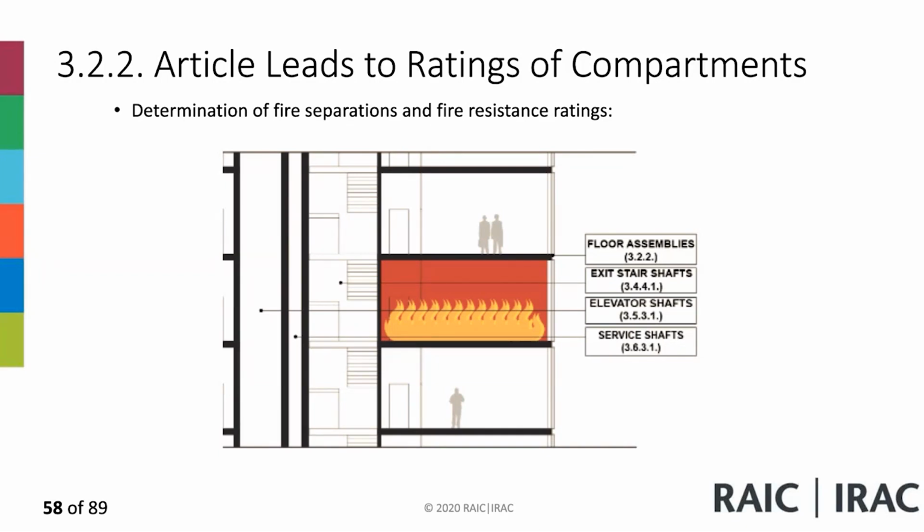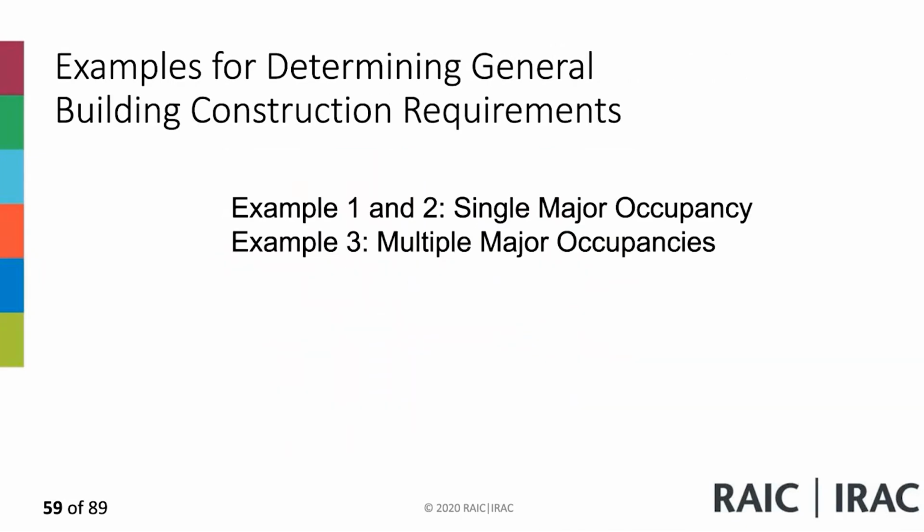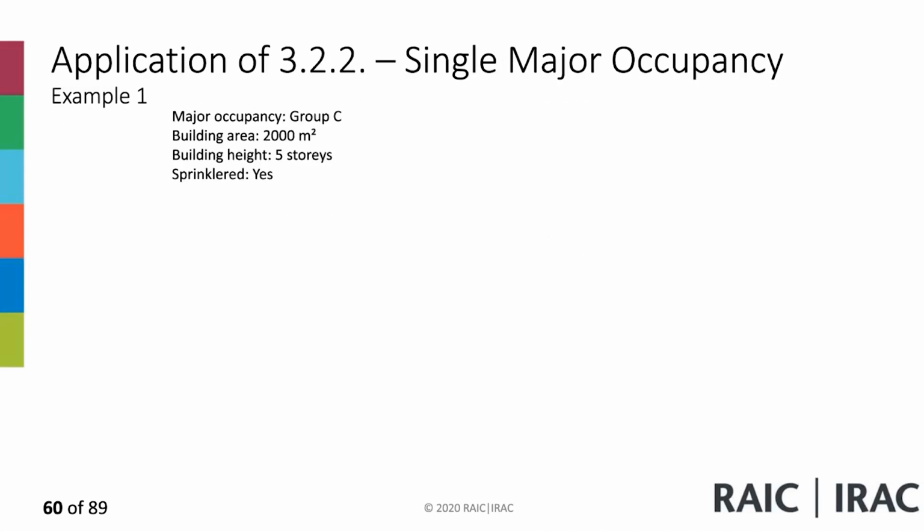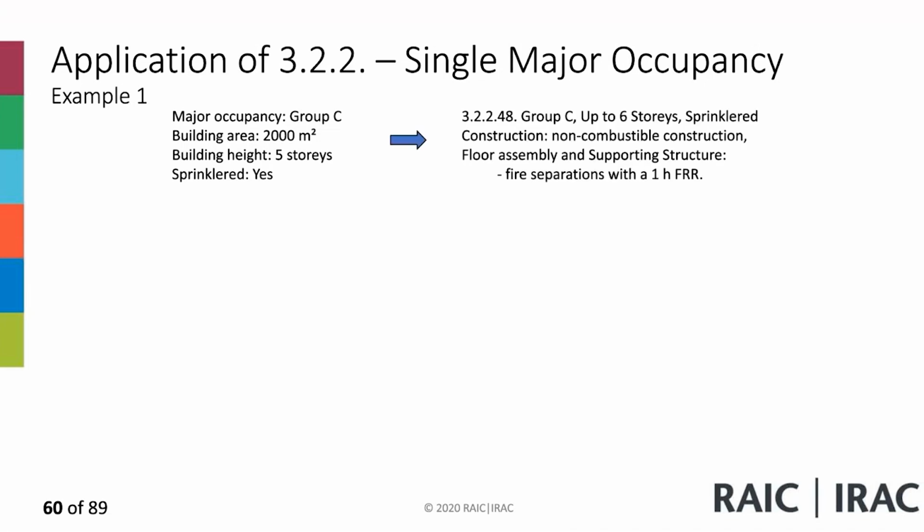So let's take a look at one example of single major occupancy. I have a major occupancy group C, that's a residential building with an area of 2,000 square meters. Its building height is 5 stories, and the building owner wants to put sprinklers in it. What kind of occupancy classification does it have to meet? Can I make it combustible construction or non-combustible construction? What is the fire resistance rating of the floors and load-bearing elements?